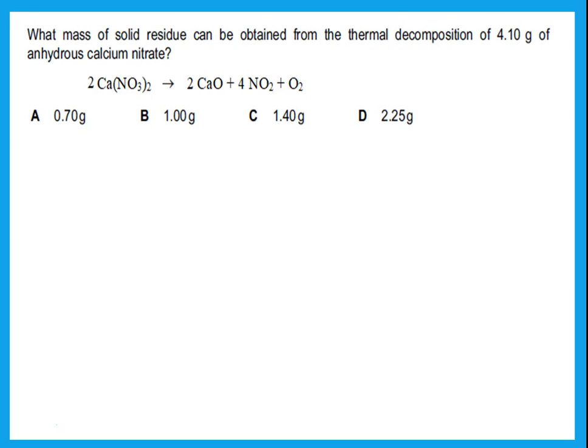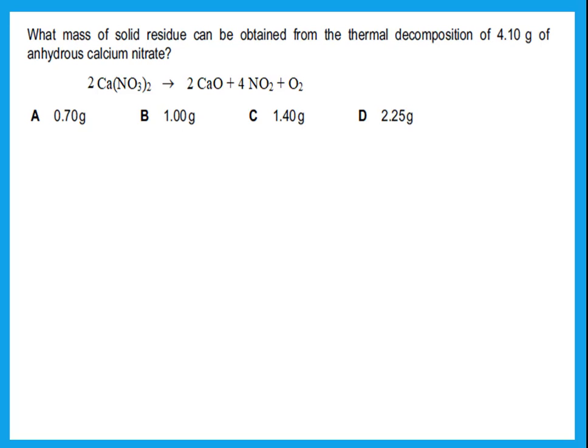Okay, what mass of solid residue can be obtained from the thermal decomposition of 4.1 gram of anhydrous calcium nitrate? And this is the equation that you should have. Okay, so he says I'm starting with 4.1 grams of calcium nitrate. Remember that we do not relate grams directly. First of all, he wants mass of solid residue. Now, what is coming out from this reaction? Calcium oxide is the solid, but nitrogen dioxide and oxygen are gases, so I'm not going to talk about that here. So, from the equation, 2 moles of calcium nitrate should give 2 moles of calcium oxide.